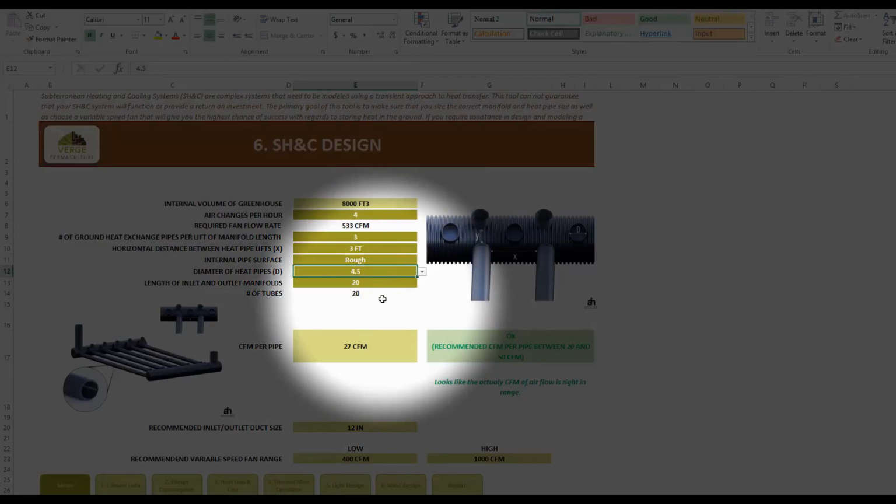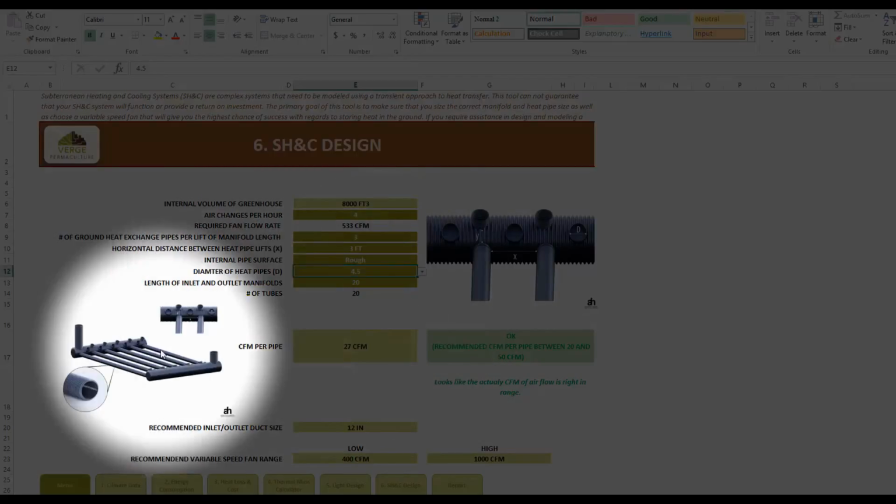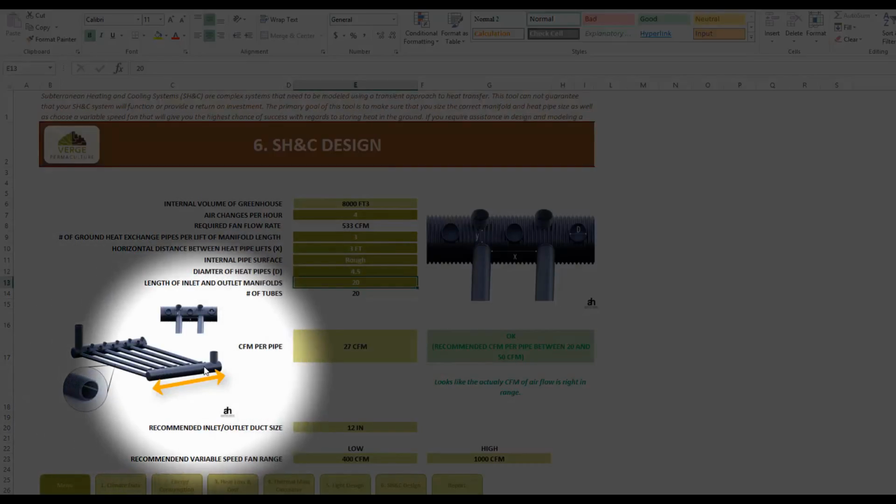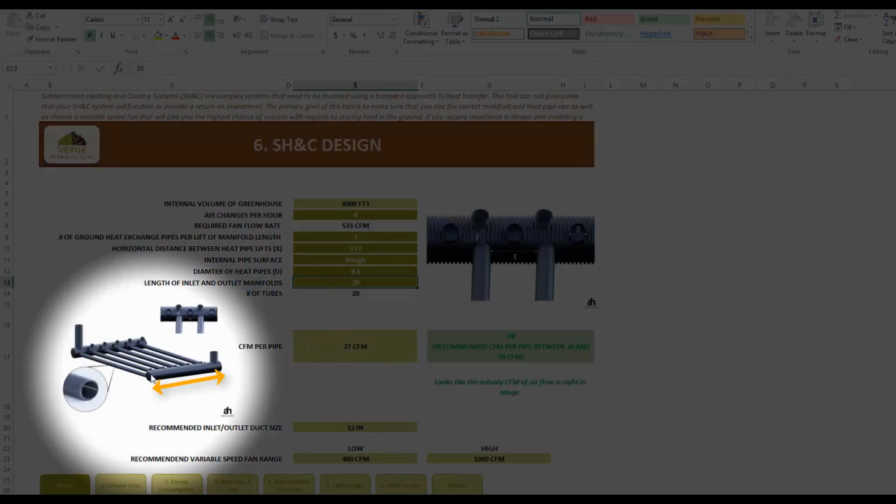I'm going to assume that we're going to use 4.5 inch diameter weeping tile as our primary heat pipes moving between the two manifolds. In the next cell, the sheet asks you to determine how wide these manifolds are. This width is going to be dictated by the shape and size of your greenhouse. So for this particular greenhouse, we're going to use 20 feet.